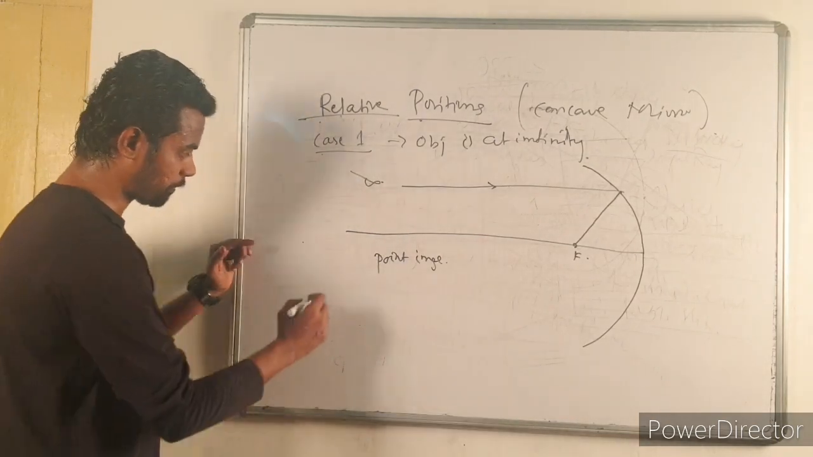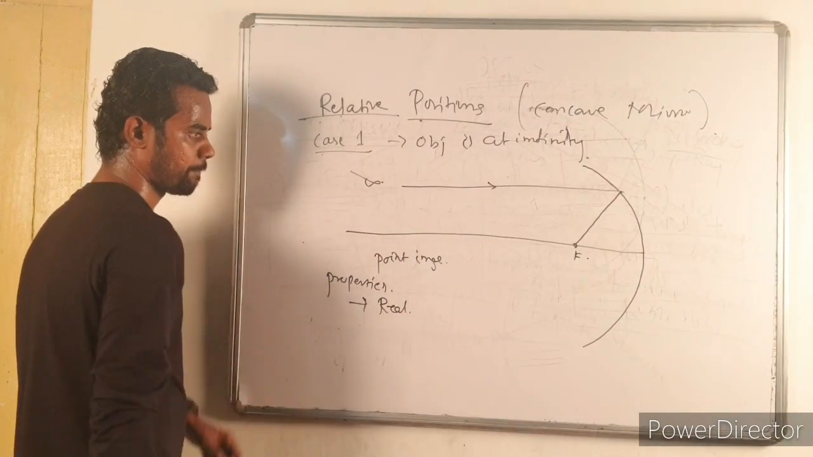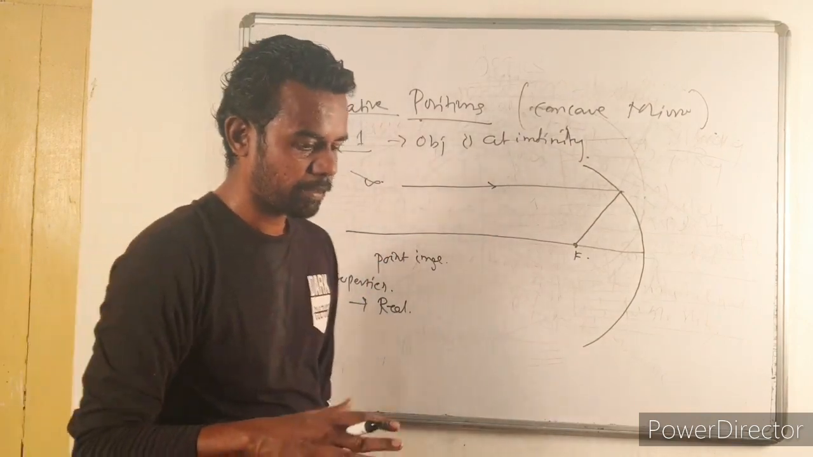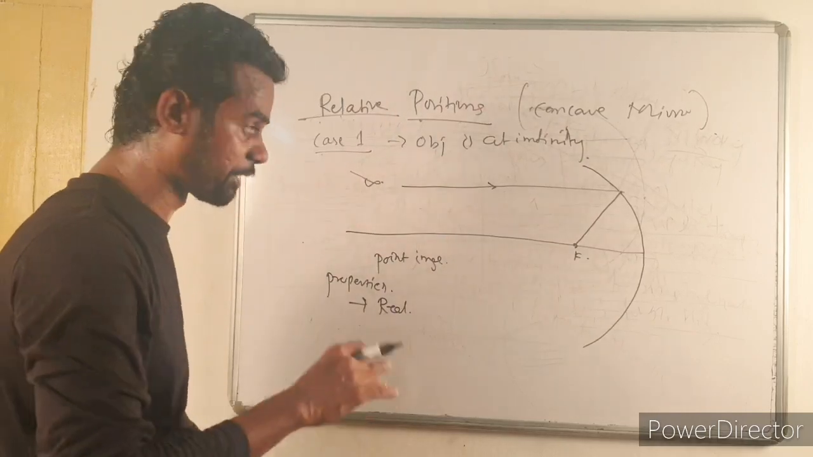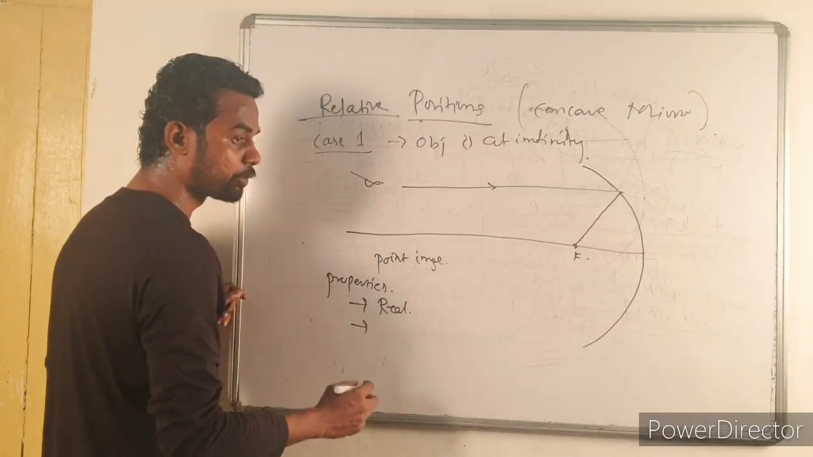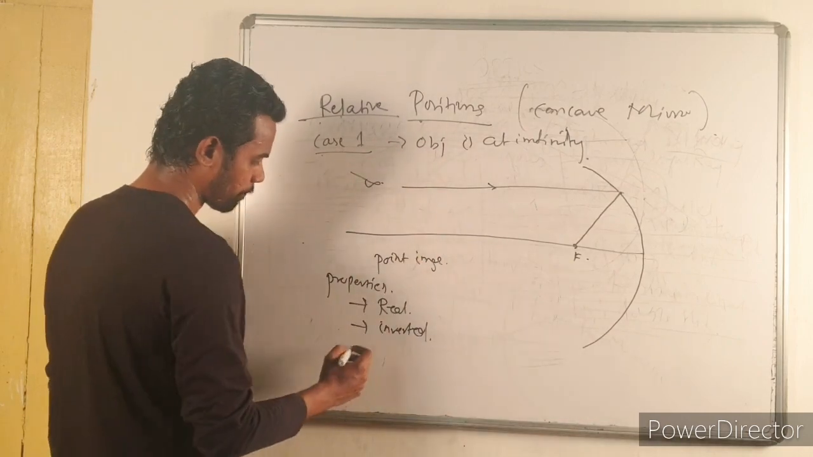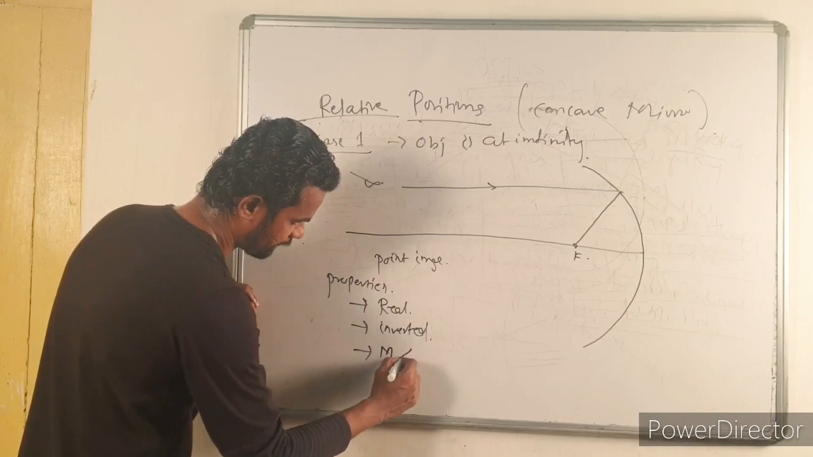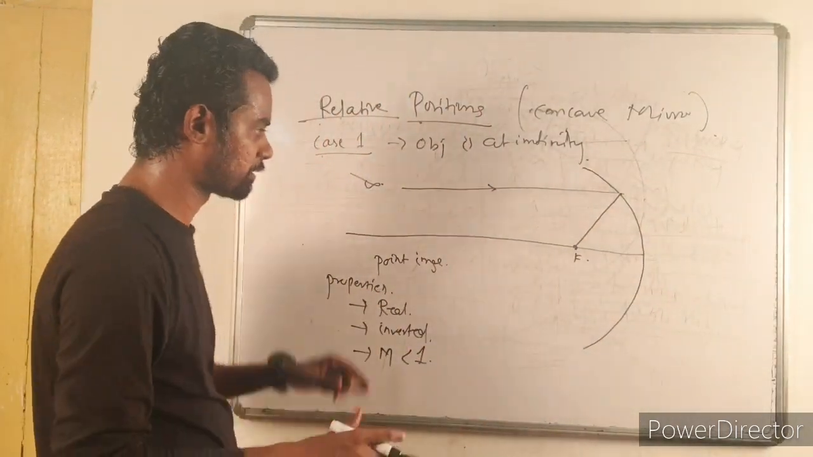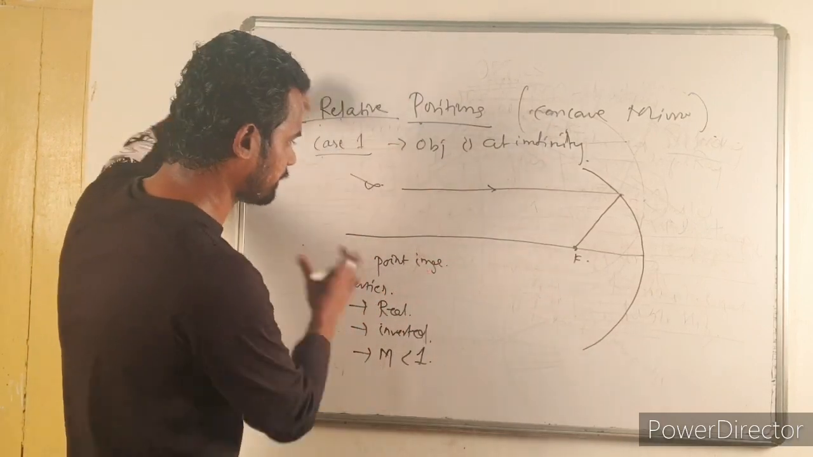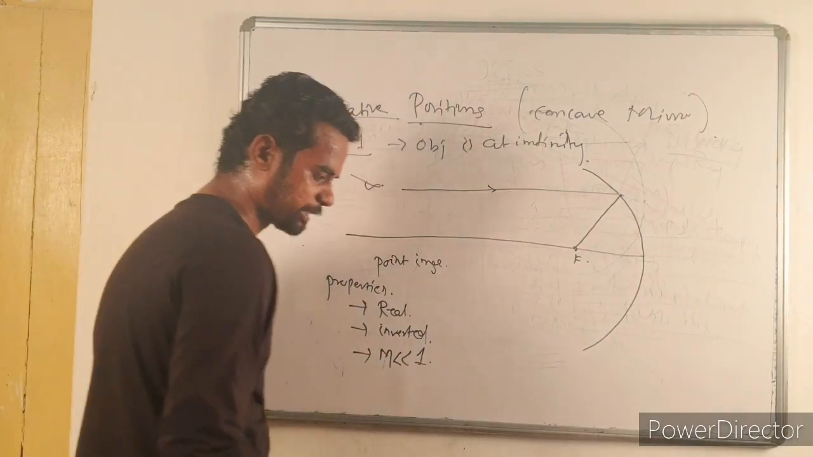Now, in this case, the properties will be: real image. All the images formed by spherical mirrors are 90% real and the others are virtual. So in this case, the image will be real and inverted, top to bottom, bottom to top. And the magnification will be less than 1, because the object is situated at a very large distance and the image is a point image. So the size of the image is very much less than the size of the object, and the magnification will be very, very much less than 1.